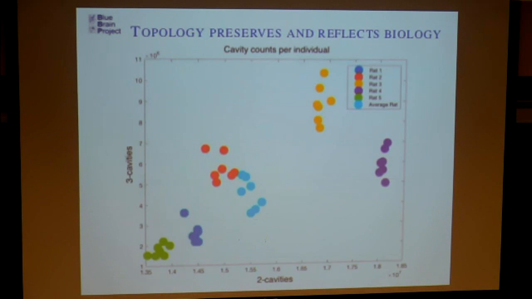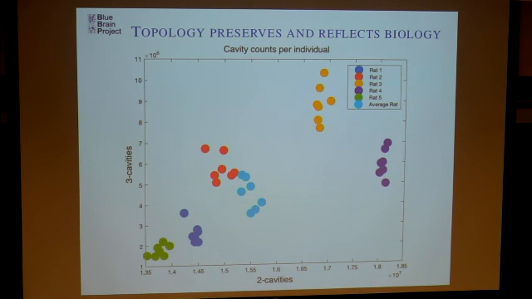And this is one I heard, yes? So since the C. elegans is so simple, has anybody looked at what the function of these very high dimensional simplices is? Not yet, no. So we're the only ones who've even counted them. So it would be interesting to try.